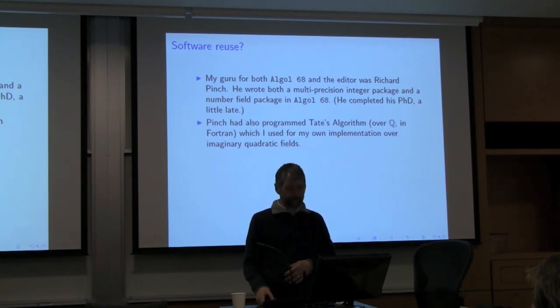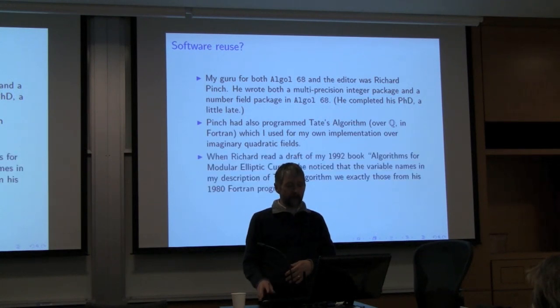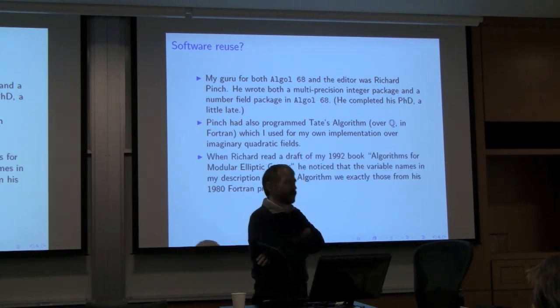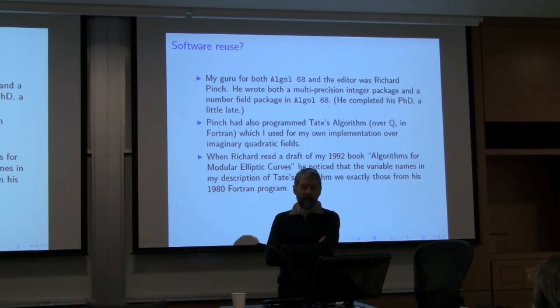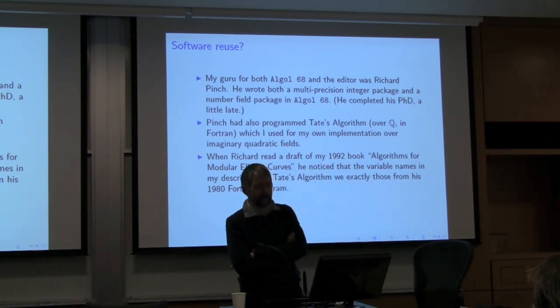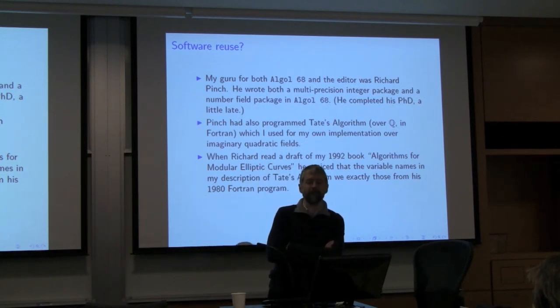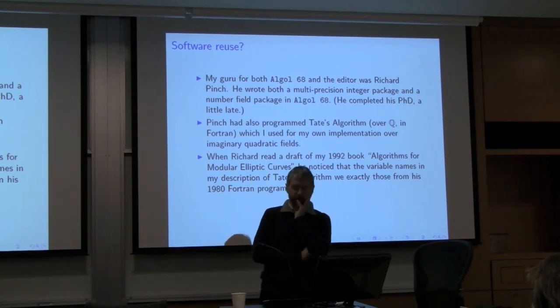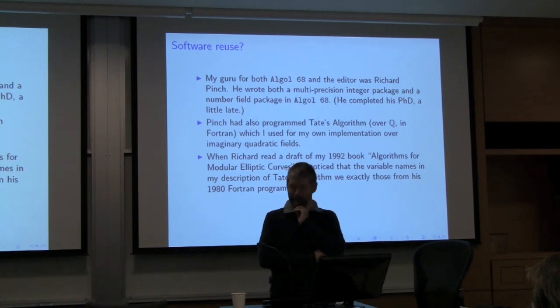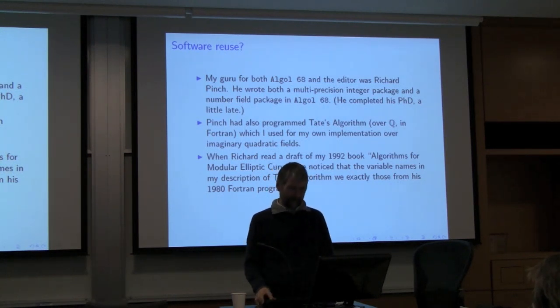And it worked fine. And a few years later, when I wrote a book which included a description of this algorithm, I gave a draft copy to Richard to read through, and he noticed that the variable names in the schematic version of the algorithm that I gave in my book were exactly the same as the variable names in his 1980 Fortran program, and asked if that was a coincidence. And of course it wasn't.